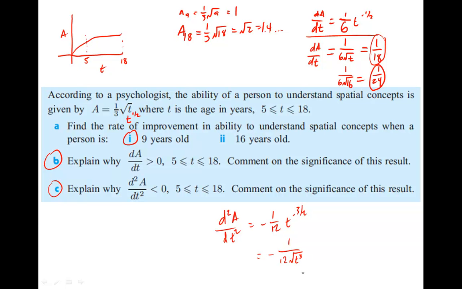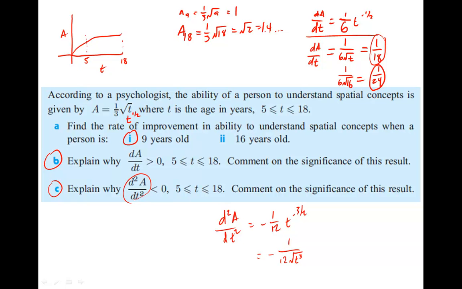Now again, t is positive, and because t is positive, this will be positive down here on the bottom, meaning that it will always be negative. So what is this saying? Second derivatives are harder to explain than first derivatives. First derivative is just how is A changing? Well, it's changing less and less. It's still increasing, but changing less and less.